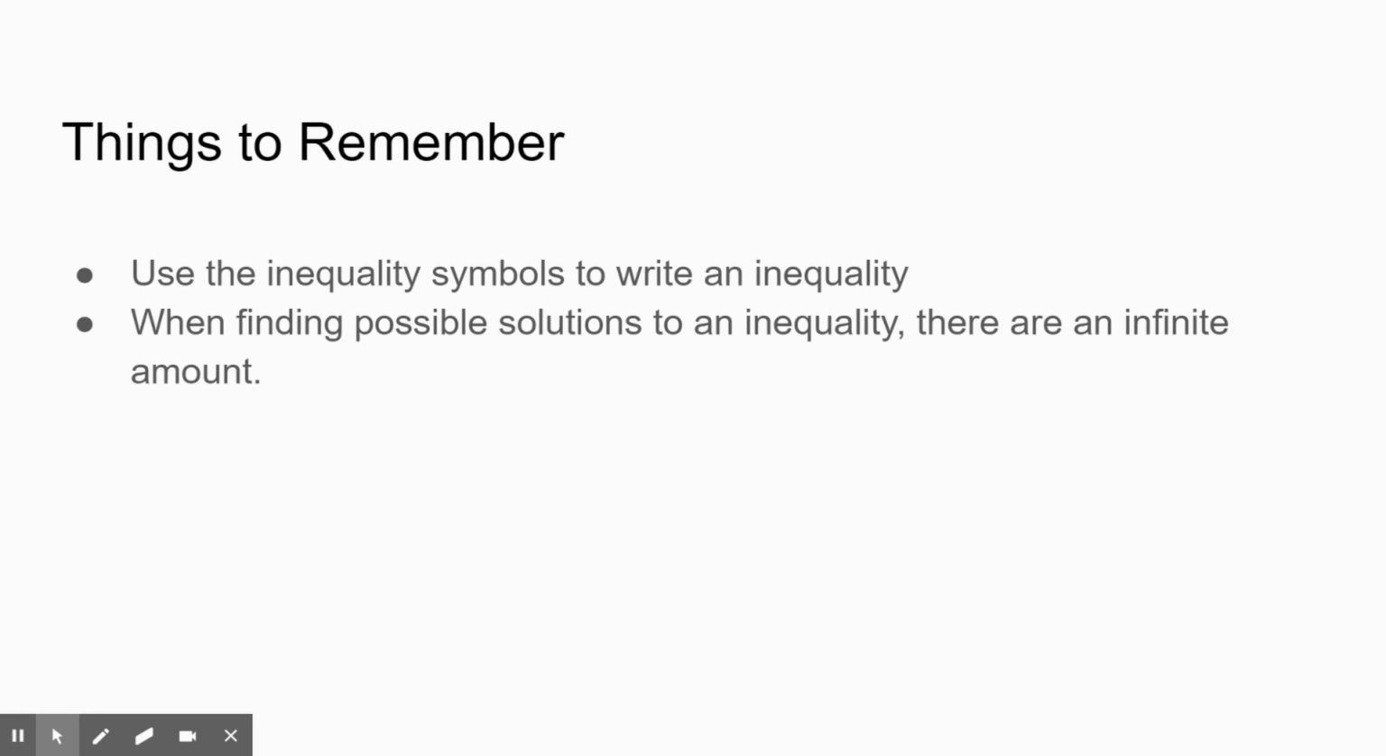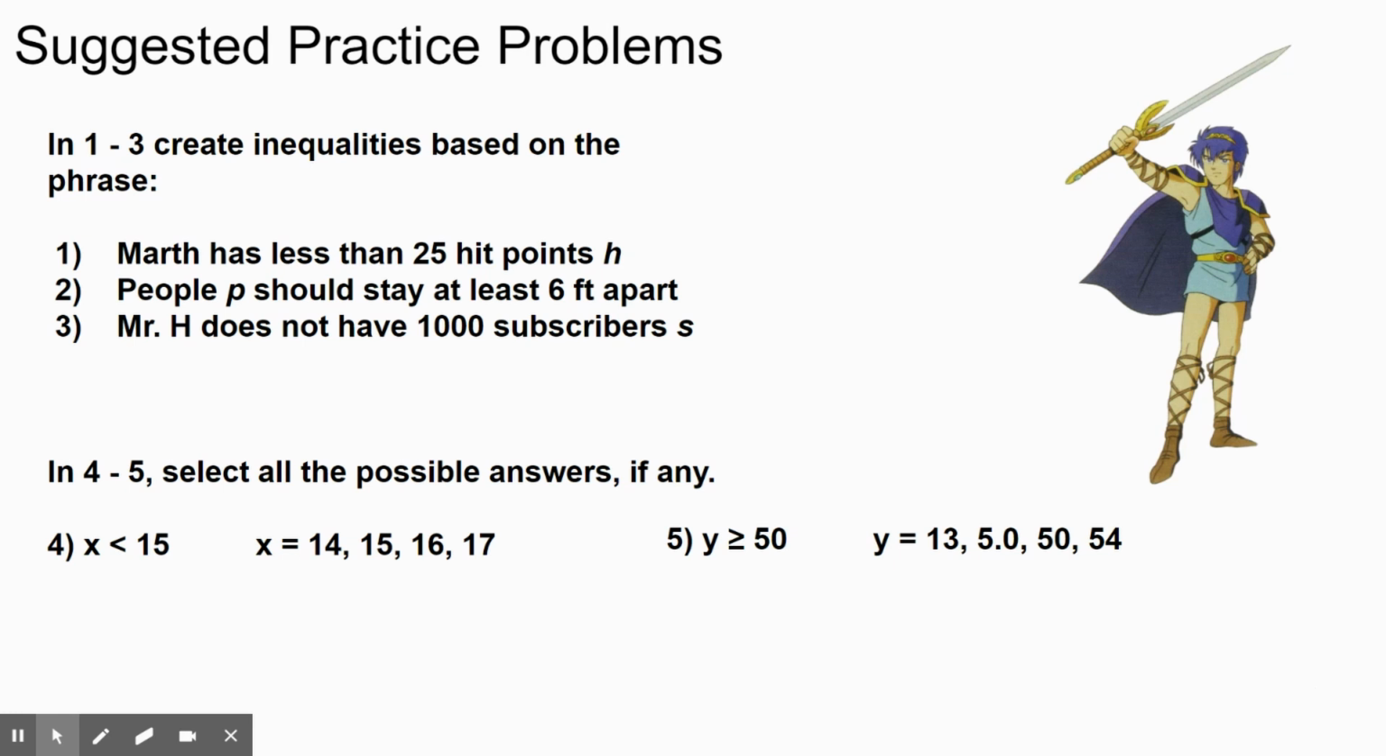So, that's about it. Maybe pause, write these down so that you remember them, and then we'll look at our suggested practice problems. So, suggested practice problems for today, there are 5 of them. In numbers 1 through 3, you have 3 phrases. You're going to make an inequality based on them. The numbers and the variables are there. You just have to figure out which inequality we use in each situation.